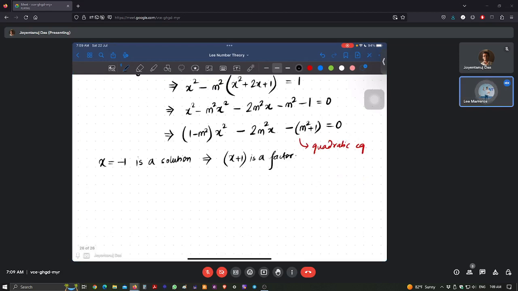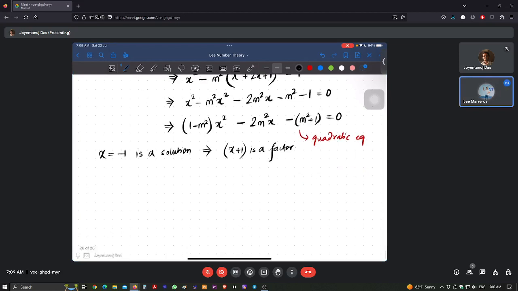Because x is equal to minus 1, one factor will be x plus 1. I got that part. So the thing is, we have to find another root. So how to do that? We need to divide, yes, that we have to do, but we can do it like this also.